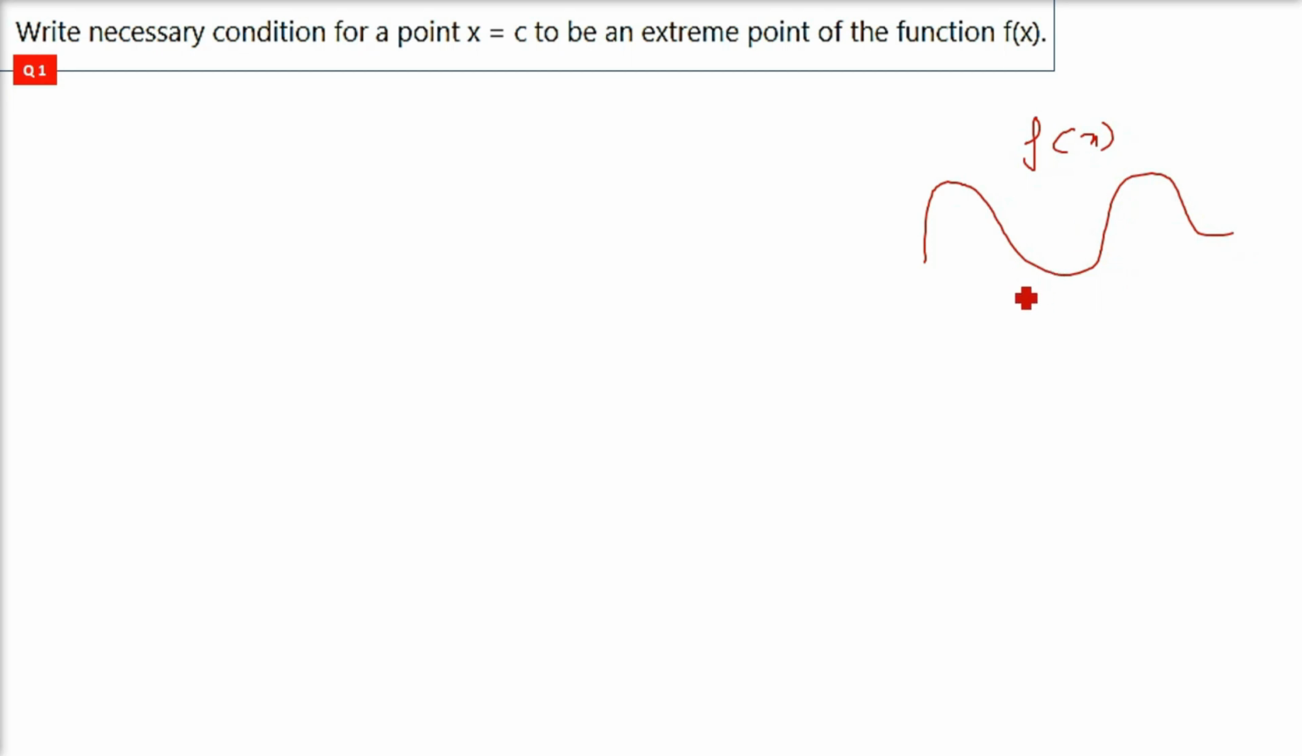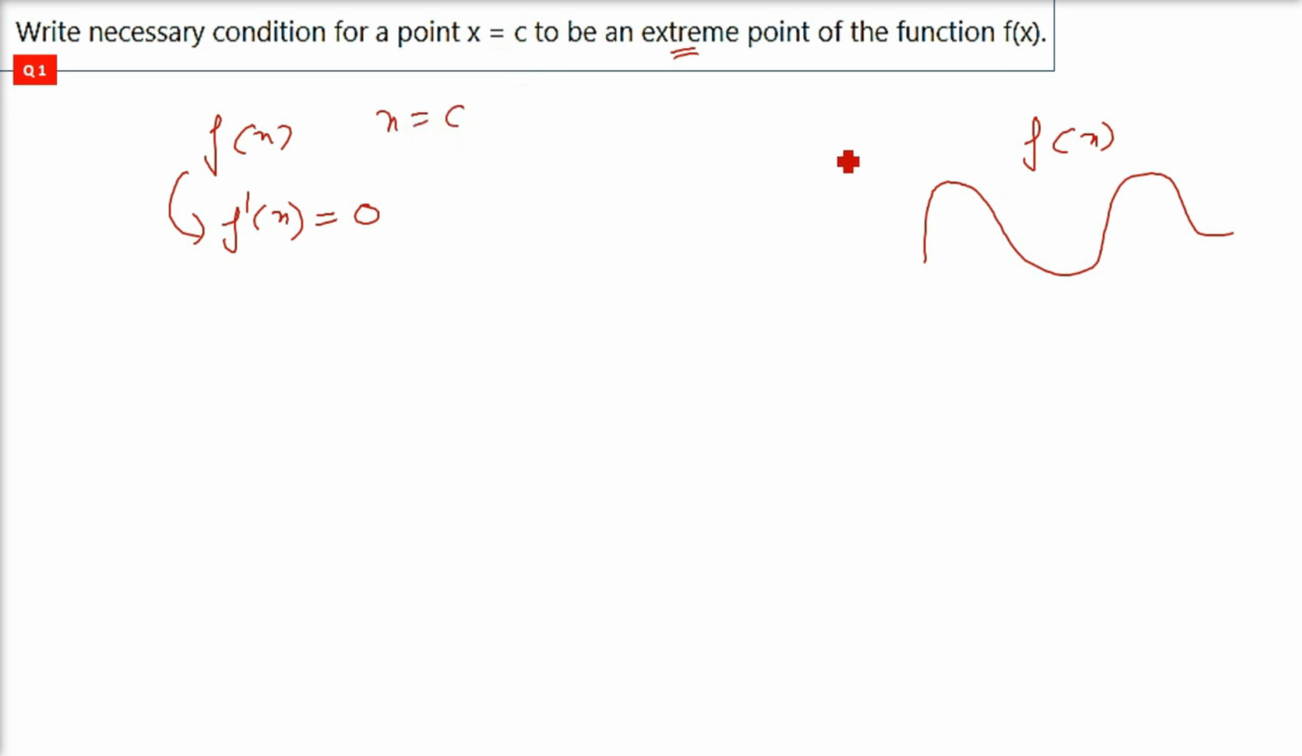So if you draw a function or imagine a function, what is the extreme point? These extreme points are nothing but the critical points. The critical points are where the slope is going to be 0. Wherever the slope is 0, those are the extreme points or the critical points. So you have f(x), you differentiate it to get f'(x) and then equate it to 0. This f'(x) equals 0 is the necessary condition.